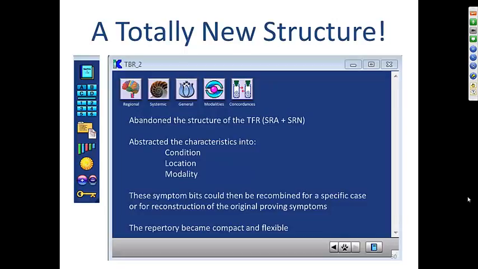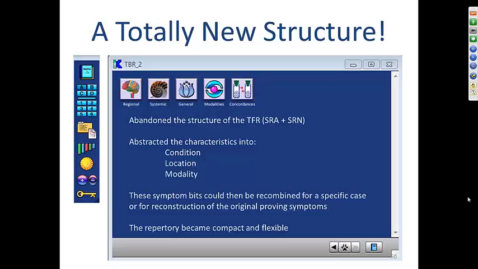So here you can see that he abandons the structure of the TFR, the first repertory, which is the combination of the SRA and the SRN, and he begins to abstract all of the rubrics, all the symptoms that are coming from the primary sources, from the primary effects in the provings. He abstracts them into a condition, location, and modality. And so in this repertory, there are no locations which have a modality. There's no head pain ameliorated by pressure, or head pain better lying with the head low, or head pain better cold. Everything is taken apart.